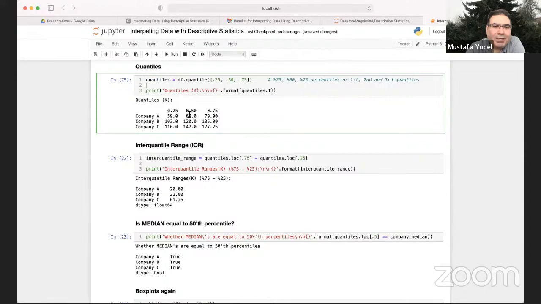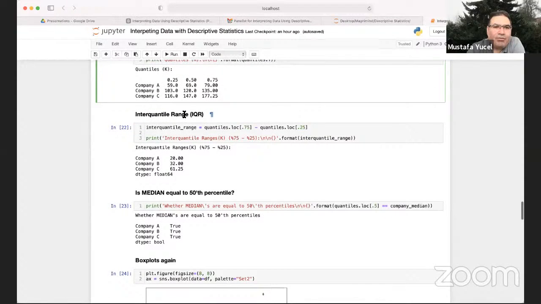Let's say, when you look at the 50th quant or the second quantile or 50th percentile, you see these are the medians of the companies. In this company, the median or 50th percentile or the second quantile is 69K.